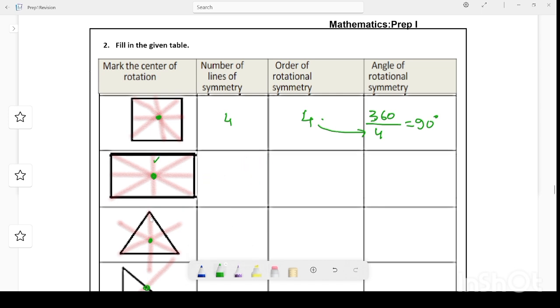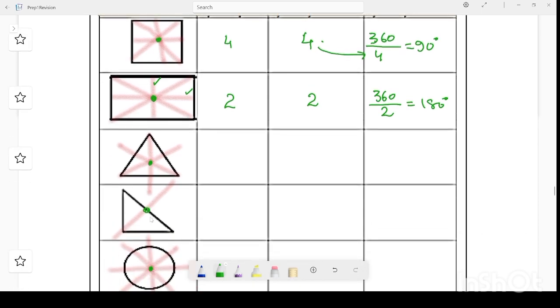See that this is one line of symmetry, this is the second line of symmetry, so it has two lines of symmetry. Similarly, the rectangle's order of rotation symmetry is also 2. So the angle of rotation symmetry will be 360 divided by 2, which is equal to 180 degrees. Now come to the third one.